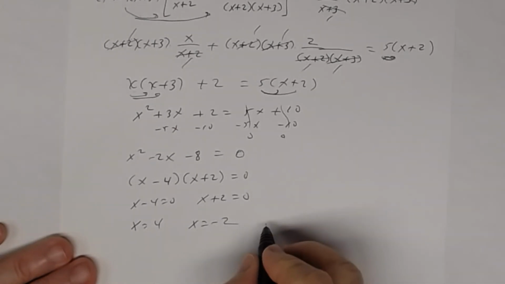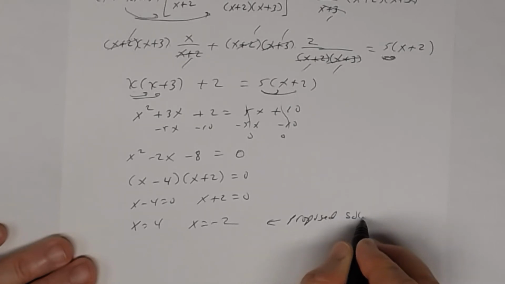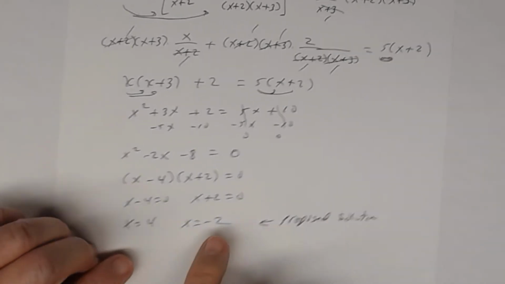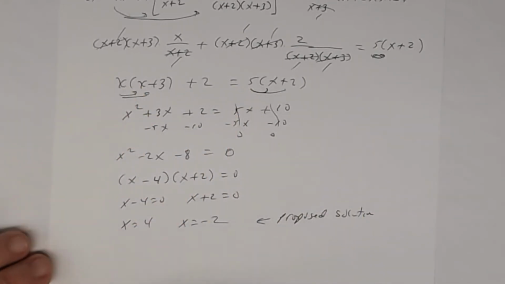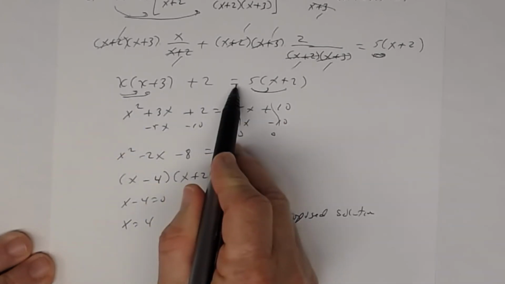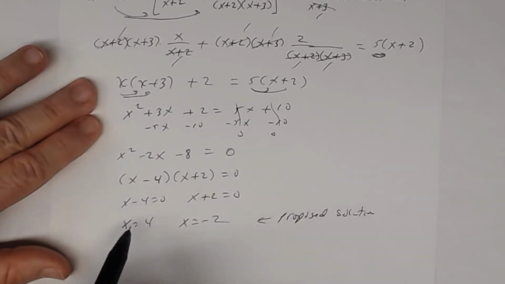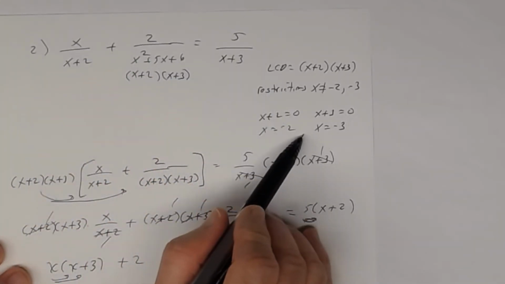Now remember, these are your proposed solutions, right? So I know that those two solutions are solutions to each of those quadratic equations. So a solution to this, a solution to this, a solution to this, a solution to this. But is it a solution to the rational equation? And so that's where those restrictions come in.